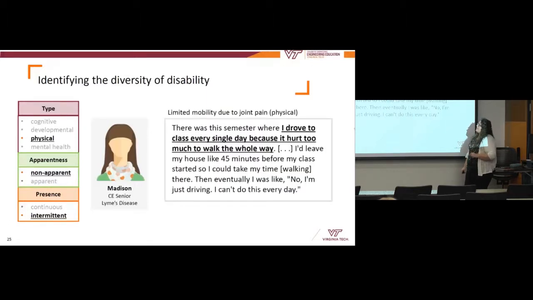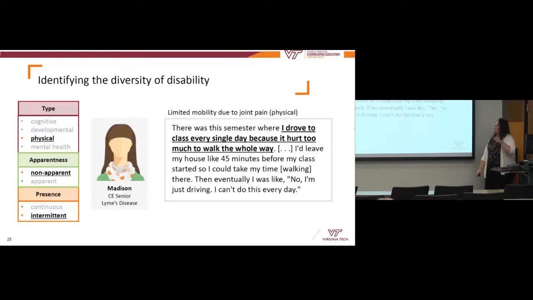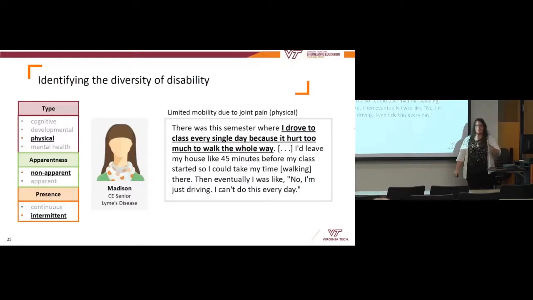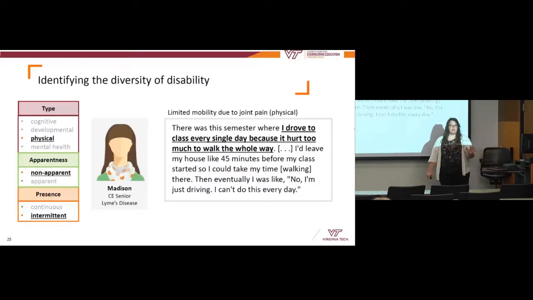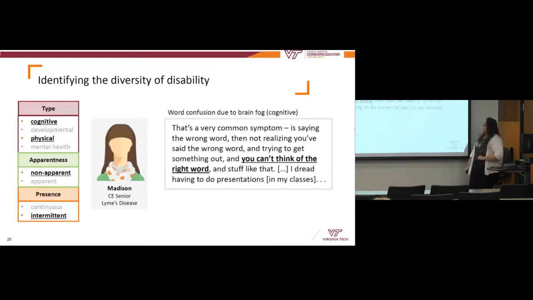And it's also intermittent. One of the things she talked about was how one semester she drove to class every day because it was just too painful to walk. When she tried to walk, she said, I'd leave my house like 45 minutes before my class started so I could take time walking there. And then eventually I was like, no, I can't do this anymore. So for her, that was a significant physical disability. But on the other hand, she also has a cognitive dimension of it as well.